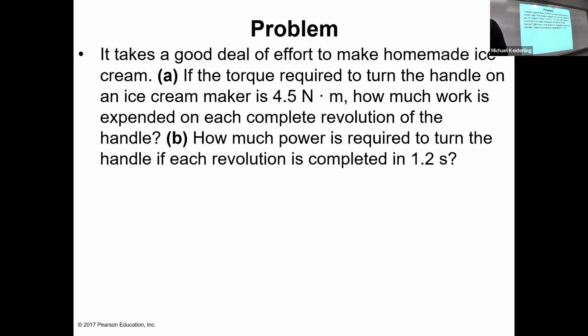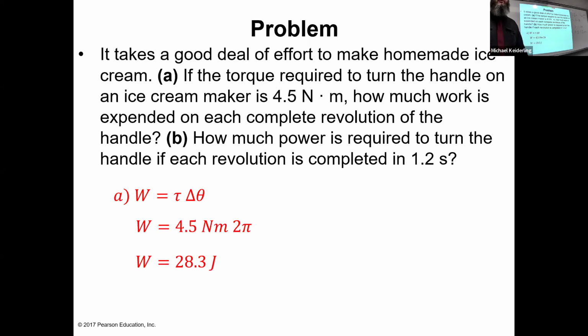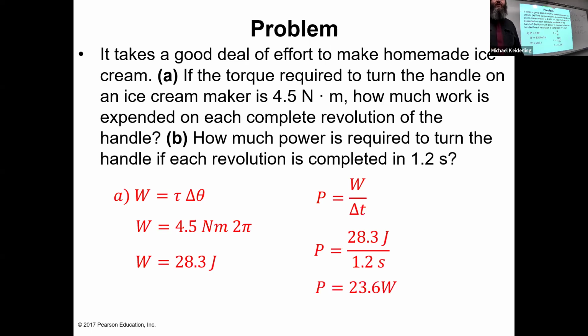So work is going to be torque times angular displacement, torque times delta theta. So that's going to be 4.5 Newton meters times 2 pi, which is 28.3 joules. Power is work over delta t. So that's that 28.3 joules divided by 1.2, which is 23.6 watts.